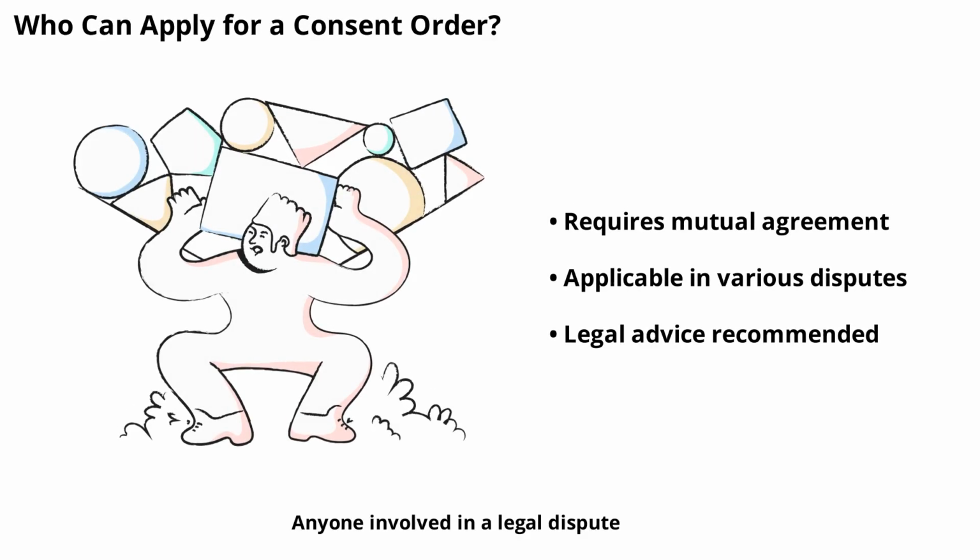Anyone involved in a legal dispute can potentially apply for a consent order as long as both parties agree on the terms. In family law, this might be divorcing spouses. In business, it could be two companies or business partners. The key requirement is mutual agreement. Once the terms are set, the parties submit their agreement to the court for approval. It's always wise to consult a lawyer to ensure the agreement is fair and legally sound.